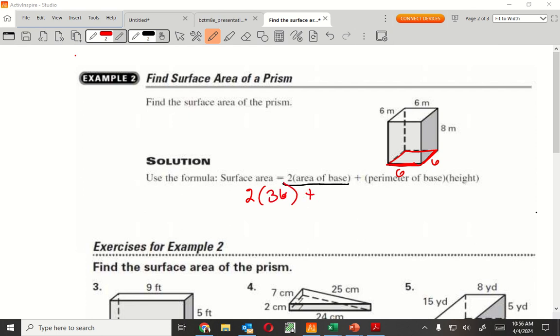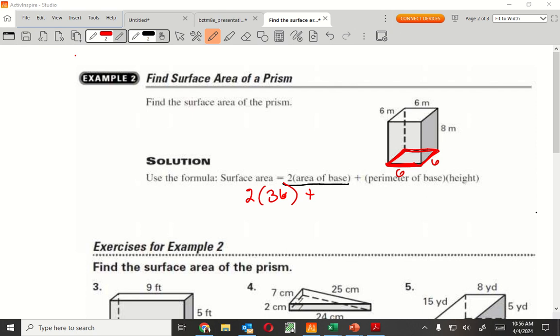Plus the perimeter of the base. Now, what does the word perimeter mean? Just the edges, right? How far along the edges? Just the edges. So this is 6 here. This is 6 here. What's this going this way? 6. And over here is? 6. So it's going to be 6, 6, 6, and 6.